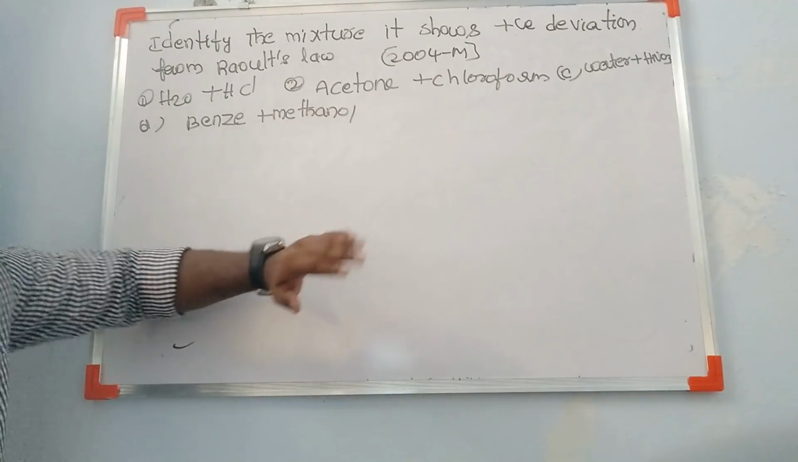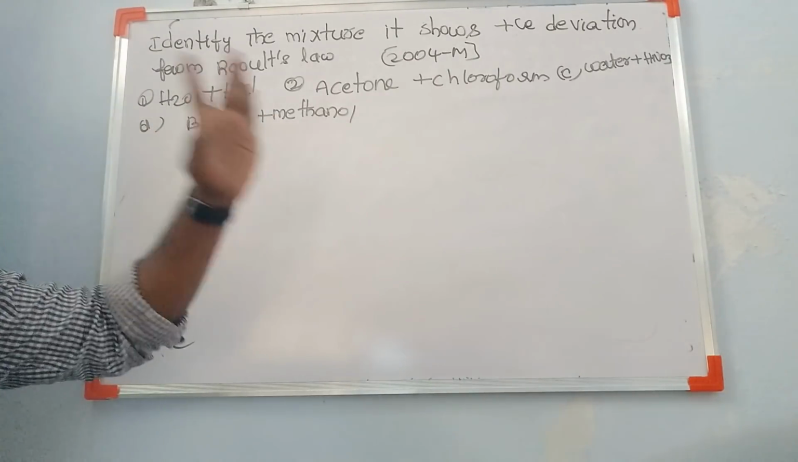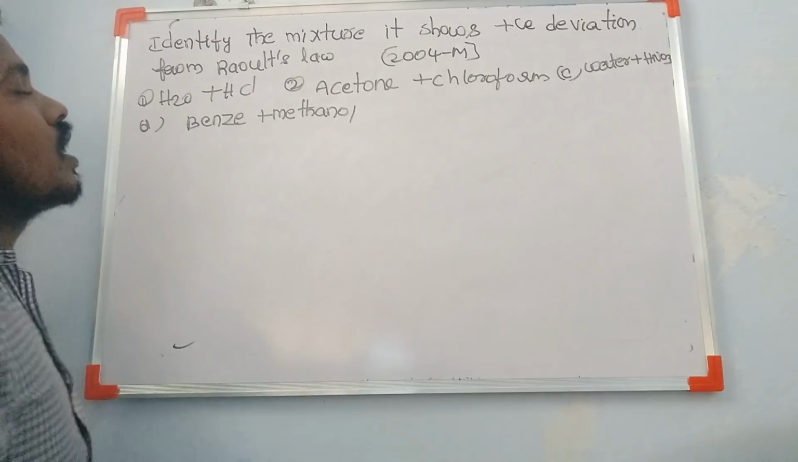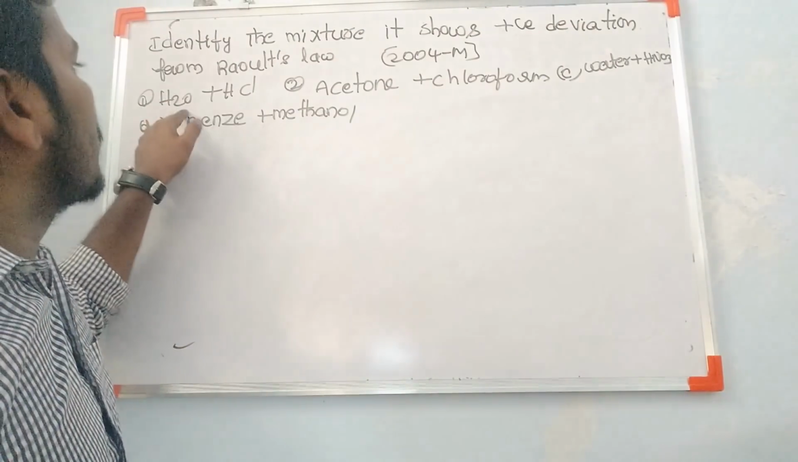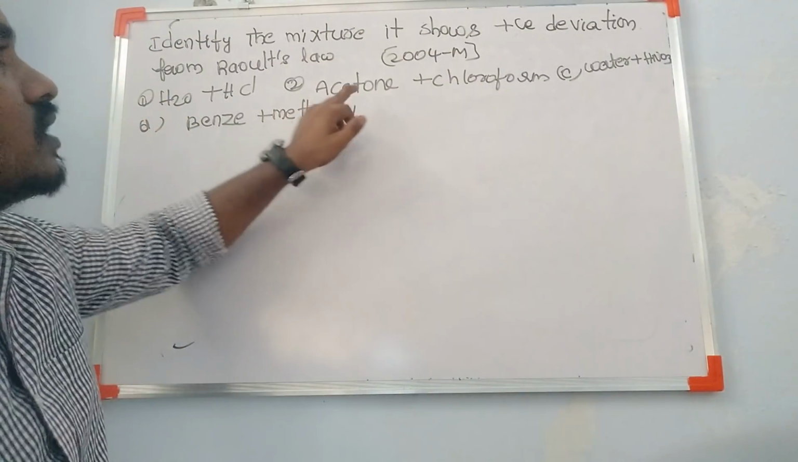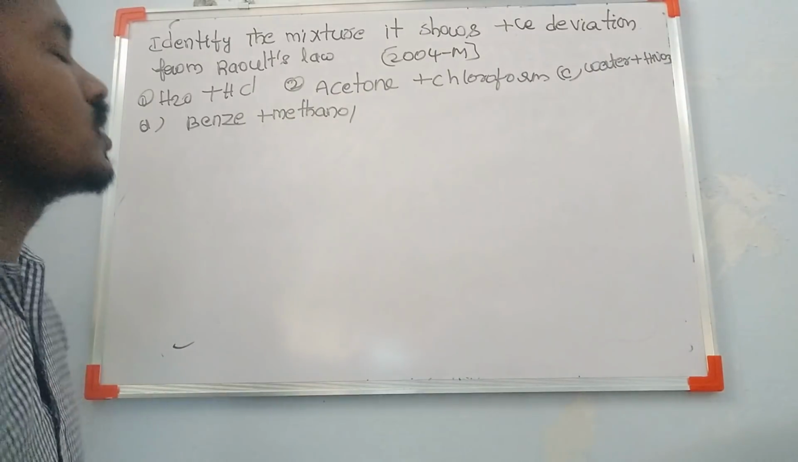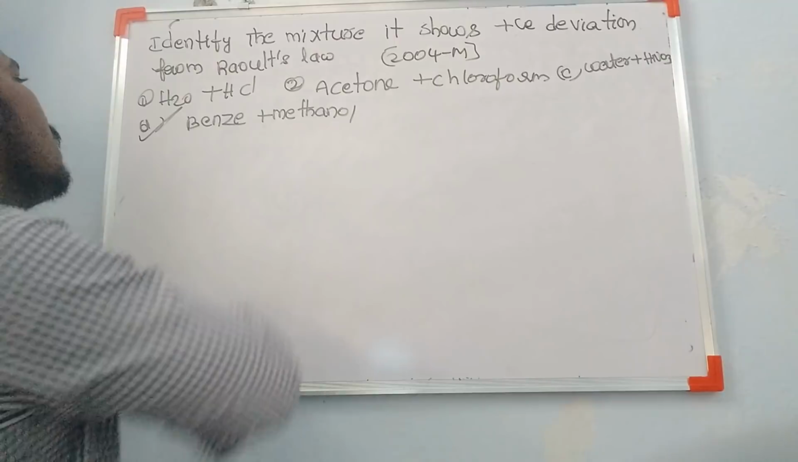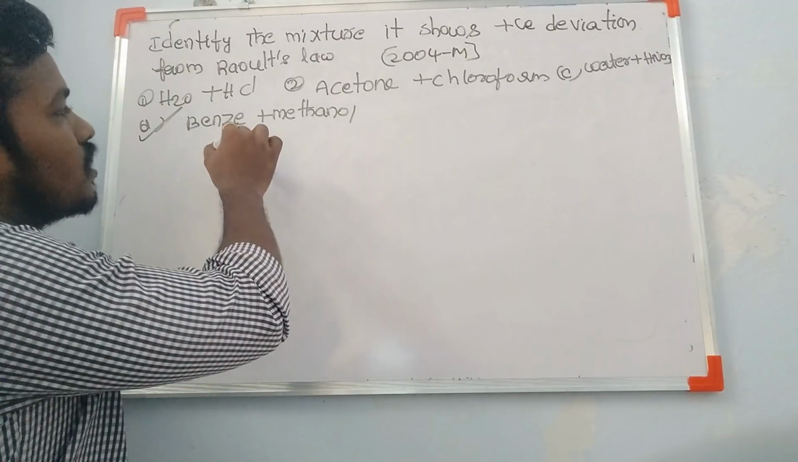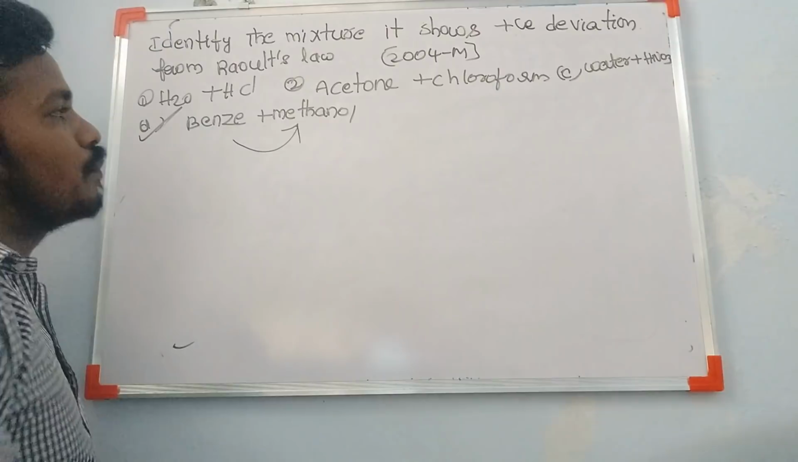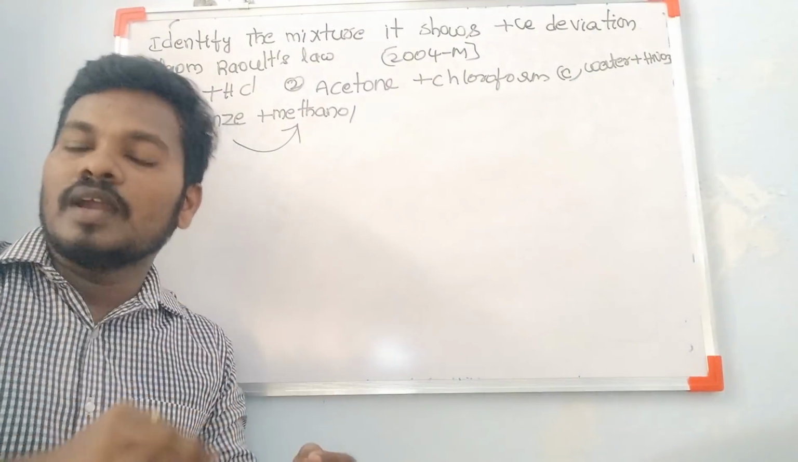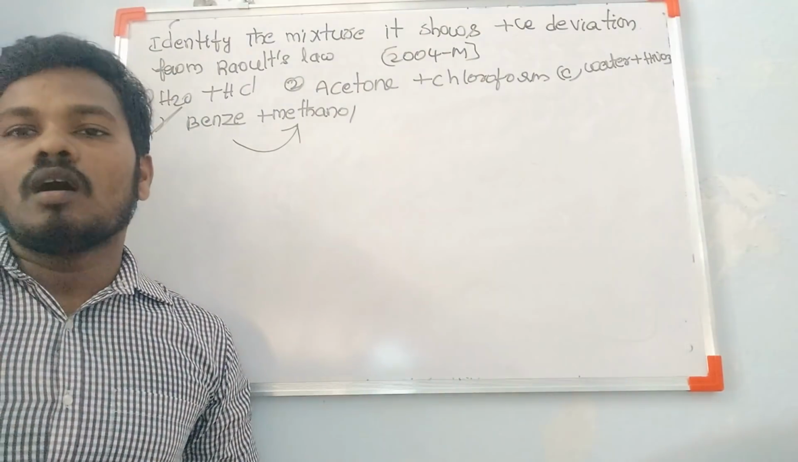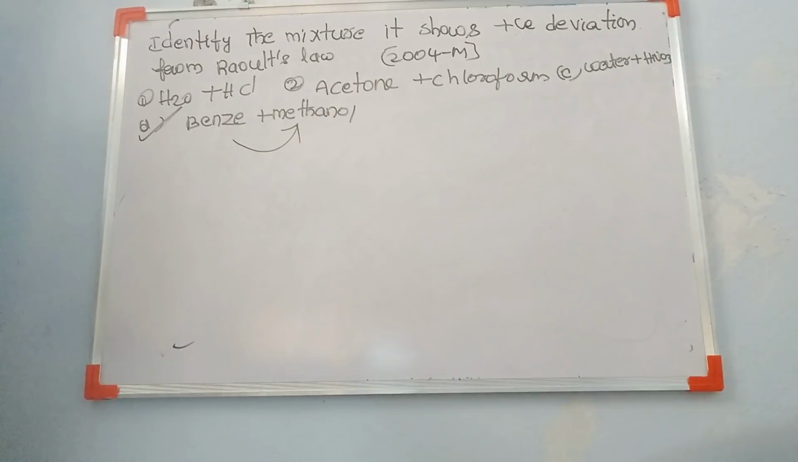See here, what are the options? Positive deviation in the sense what? Vaporization should be more, vapor pressure should increase. So that means hydrogen bonds should break and weaker interactions should be there. H2O plus HCl is very strong, acetone plus chloroform is very strong, water plus HNO3 no, benzene plus methanol, this is the possible one. Whenever benzene is mixed with methanol, it breaks the hydrogen bonding of the alcohol, automatically decreases the boiling point, and the vapor pressure of the mixture will be increased.